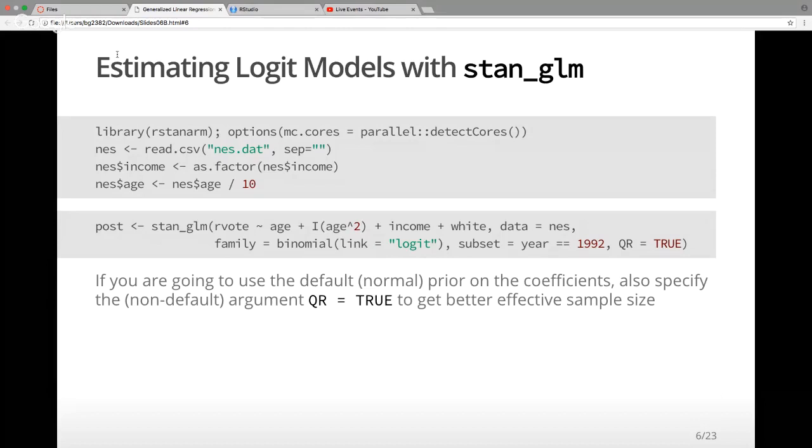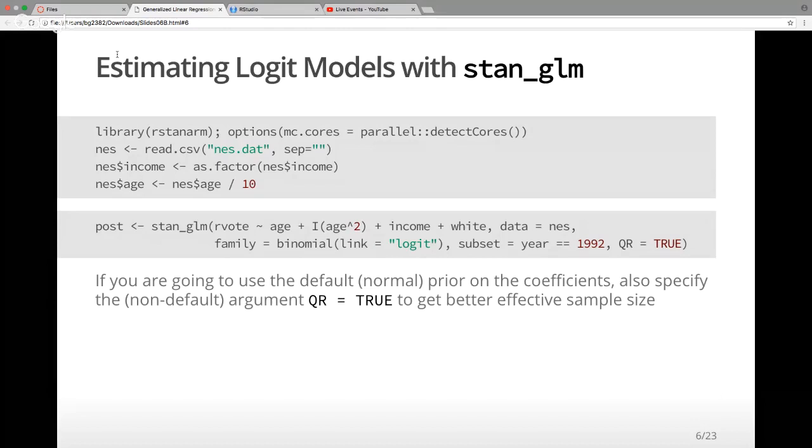And if you do QR equal false, which is the default, it will interpret the standard deviation of your prior in terms of standardized units. So it does some rescaling internally in order to try to make it reasonable. But anyway, if you're not going to change the default, and most people don't, do change the default on QR to true, you're going to get better effective sample size, usually.